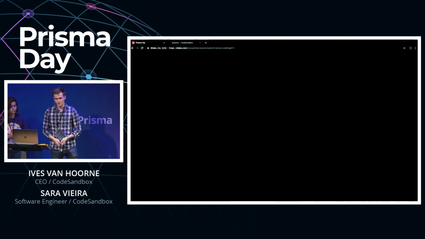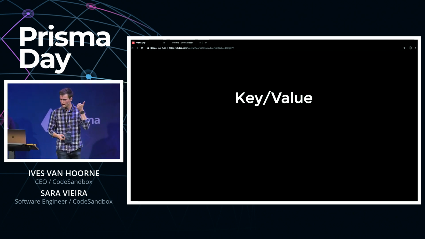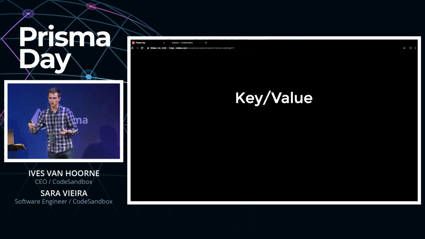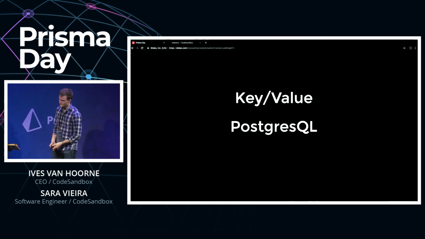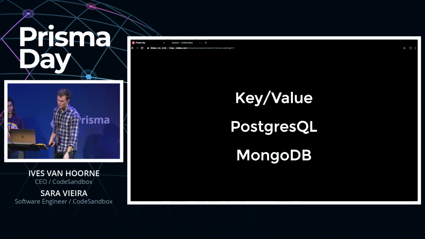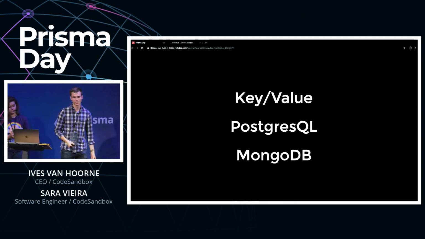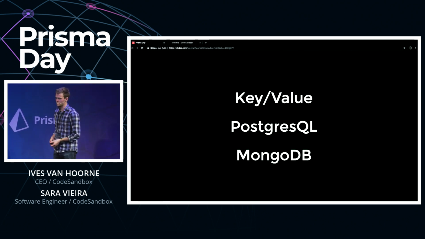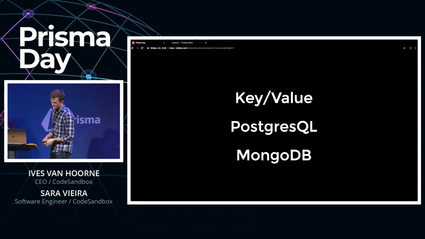And we want to initially do this for key-value data. This one is quite simple, because, like local storage, well, more like IndexedDB, you can just save a value under a key and get it. Later, PostgreSQL and MongoDB, and the idea is that people can add their own data providers, so that they can have their own database infrastructure connected to the sandboxes.